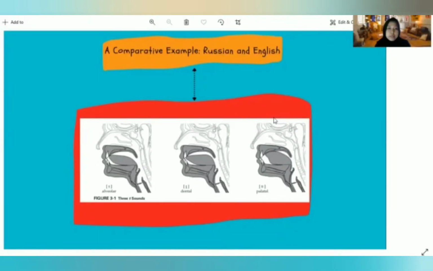Hello everyone, my name is Zhepryla Devi Tamara. I'm going to explain a comparative example between Russian and English. You should notice the difference in pronunciation of these three variants of the sound. We can further refine our understanding of the distinction between the phonic and phonemic aspects of language with a comparative example. We will compare how various T sounds function in two languages.